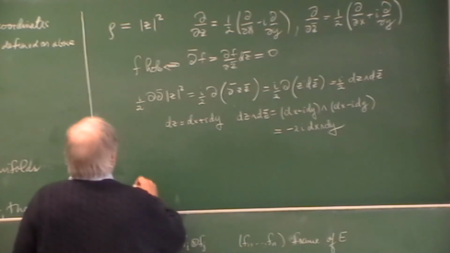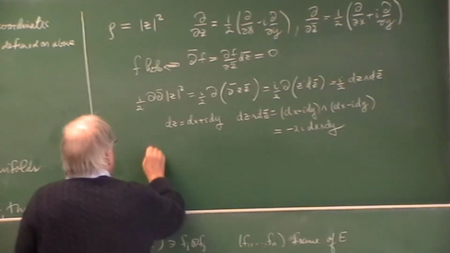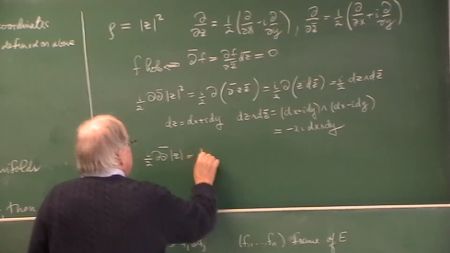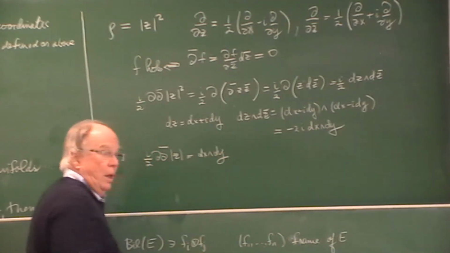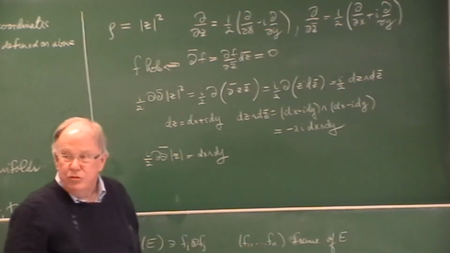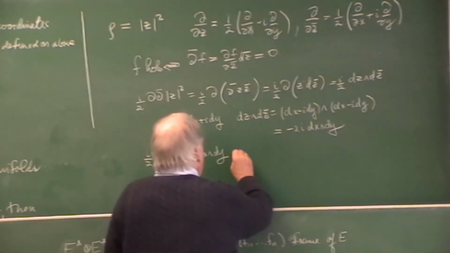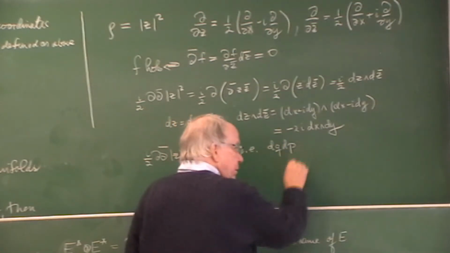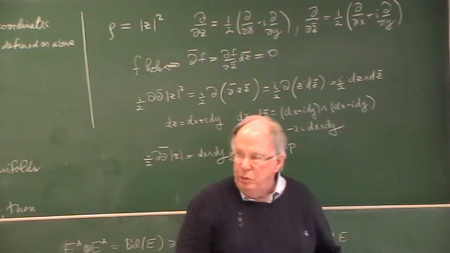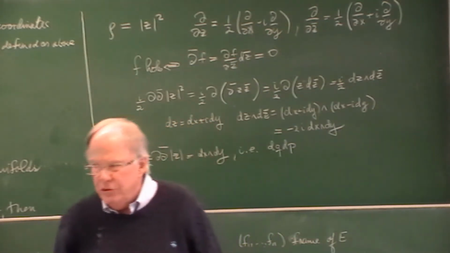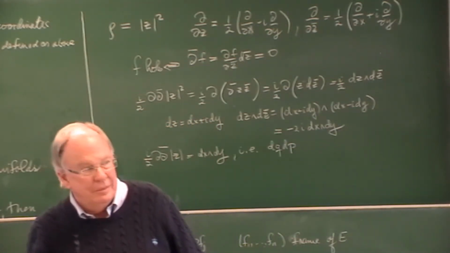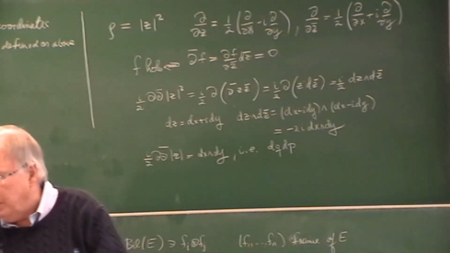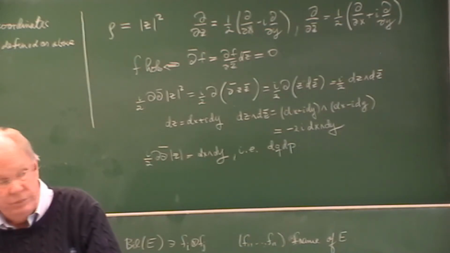And so, as you see, i over 2 times this thing is dx wedge dy. And now, for the physics audience, I should not have written that. I remind you, i.e. it is dq dp. So the potential of dq dp is the norm function. The potential of dq dp is the norm function, norm squared. Norm squared, of course. Yeah, that's fundamental.